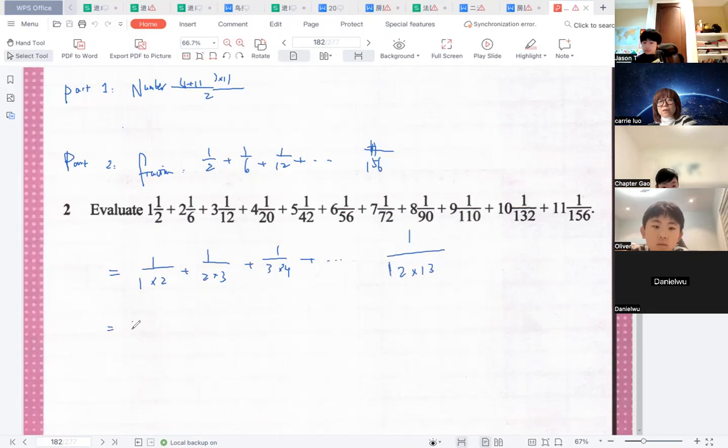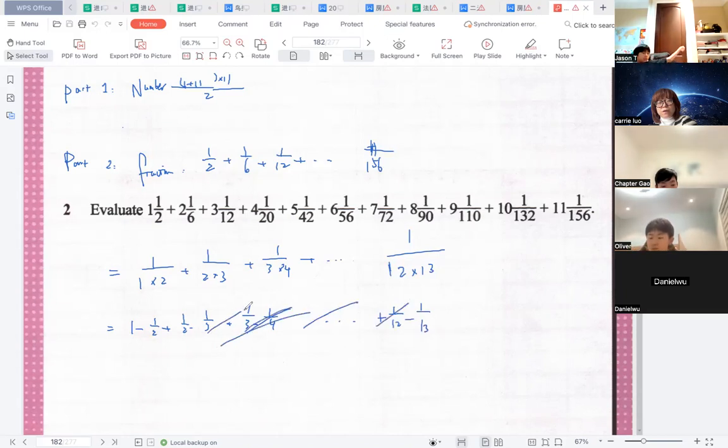Okay, so based on that, it is 1 minus a half, plus a half minus a third, plus a third minus a fourth, and plus all the way to plus 1/12 minus 1/13. So they're all gone. So it's 1 minus 1/13 equals 12/13.